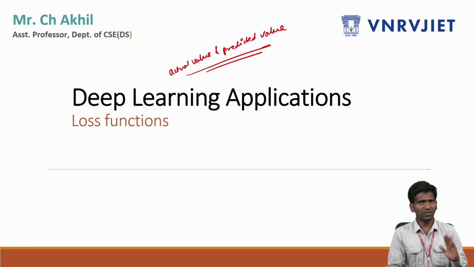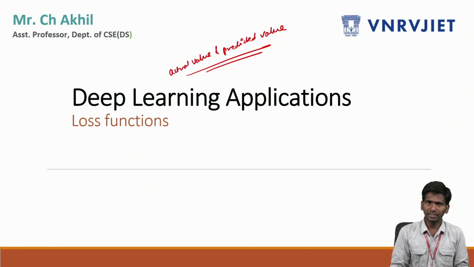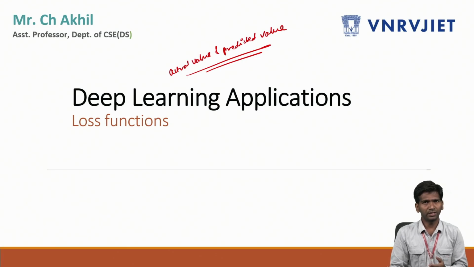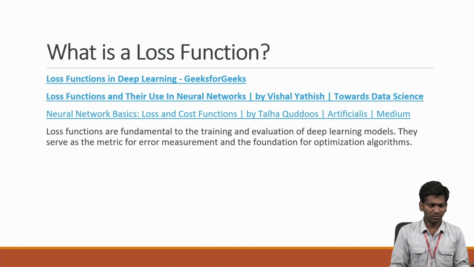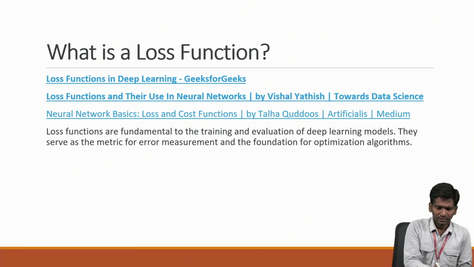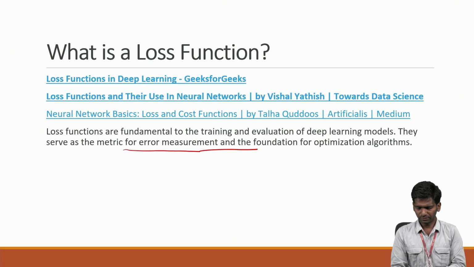There are different loss functions that can be used based upon the scenarios, the data sets, and the problem. They tell us whether we need to go to backpropagation or not, after calculating the difference between the actual value and the predicted value. So what is the exact definition of a loss function? They serve as the metric for error measurement. They measure the actual error between the true value and the predicted value.